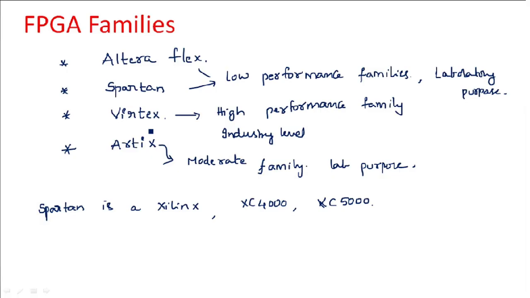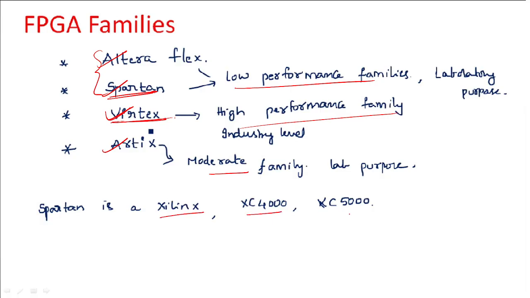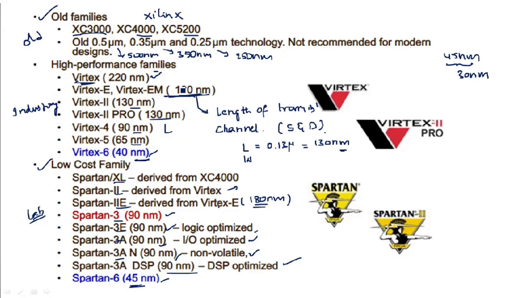FPGA families, if you see, there are Altera, Flex, Spartan, Virtex, Artix. All these are there. Altera, Flex, and Spartan are low power families, and Virtex is a high power family. These are moderate families. These are used for laboratory and education purposes, and Virtex is used at industry level. Spartan is from Xilinx, and there are also Xilinx XC4000 and XC5000. These are the old families.